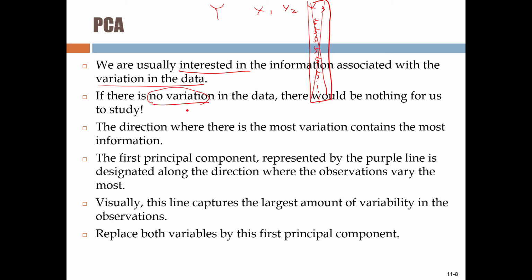If there is not no variation at all, but what if this is like 4.9, 5.1, 5.0, 5.02, 4.97, and so on. It doesn't change a lot. The variation is pretty small. Then maybe we can ignore this variable also. So that's why we are looking at actually changing the axis.